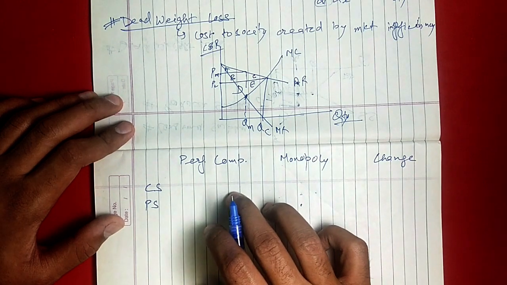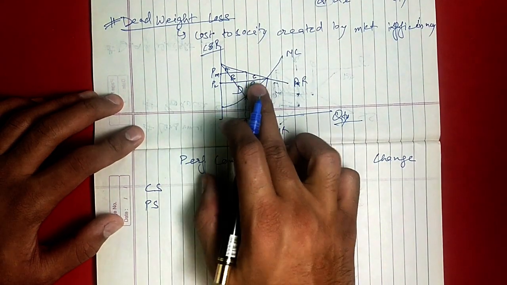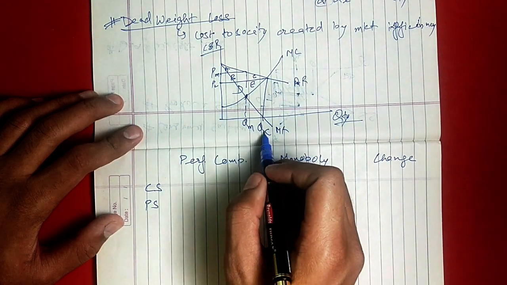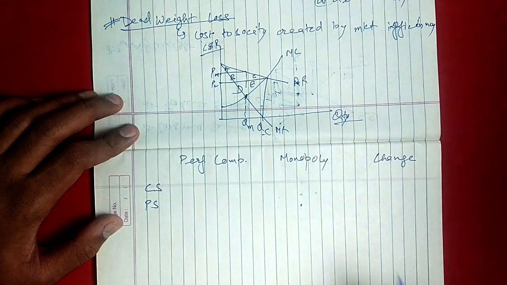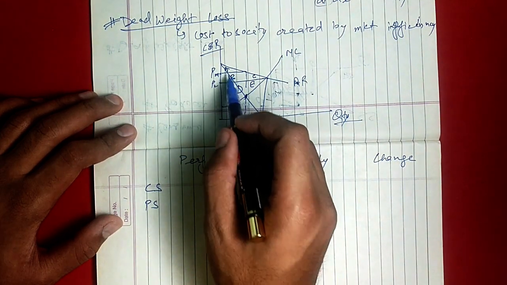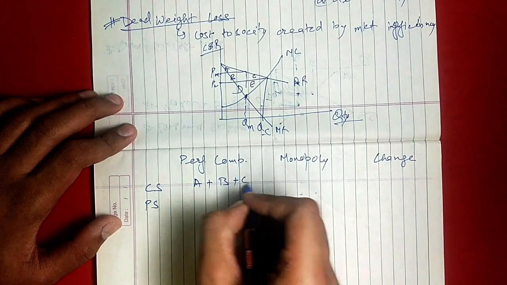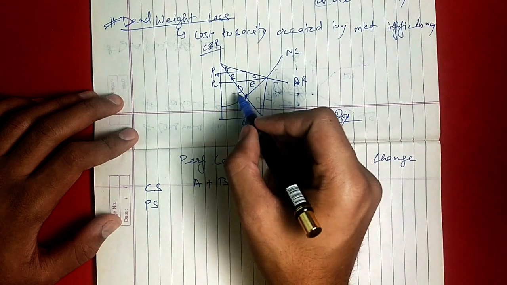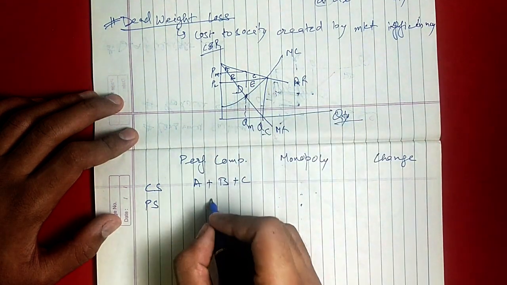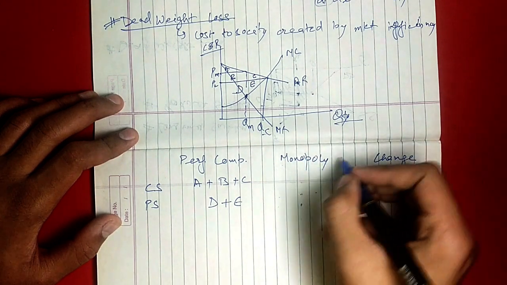What was the consumer surplus under perfect competition? You can see the quantity is QC and the price line is PC. The area above the price line is consumer surplus, so the area is A plus B plus C. It's as simple as that. Similarly, producer surplus is the area below the price line, and it's D plus C... now you have to go to the monopoly.